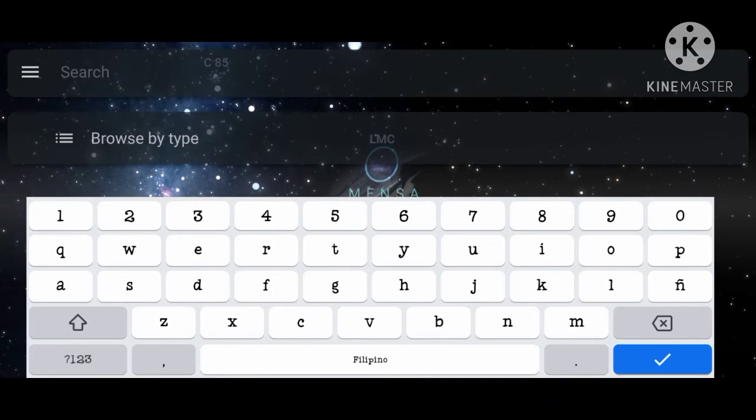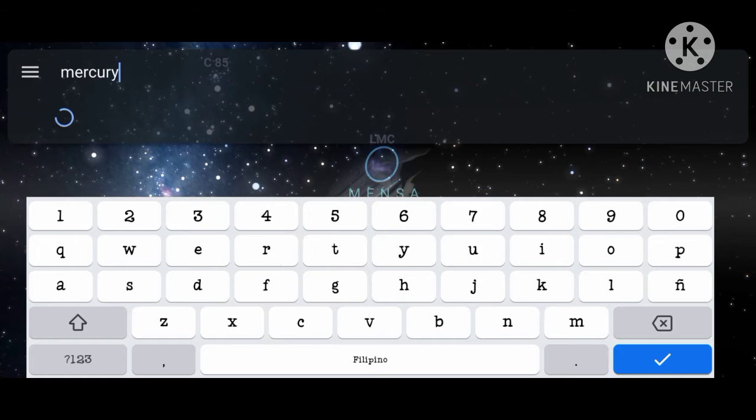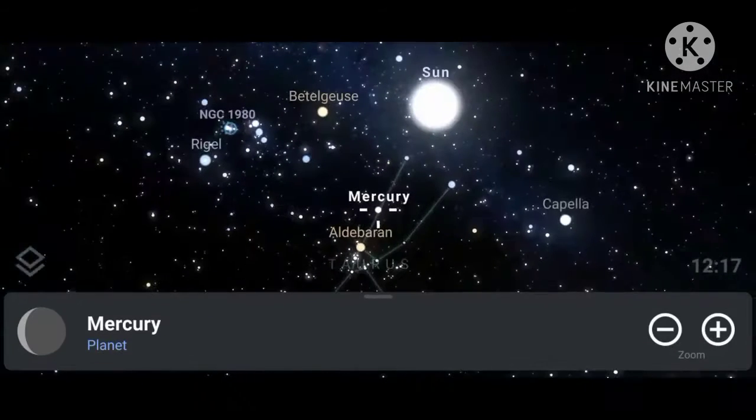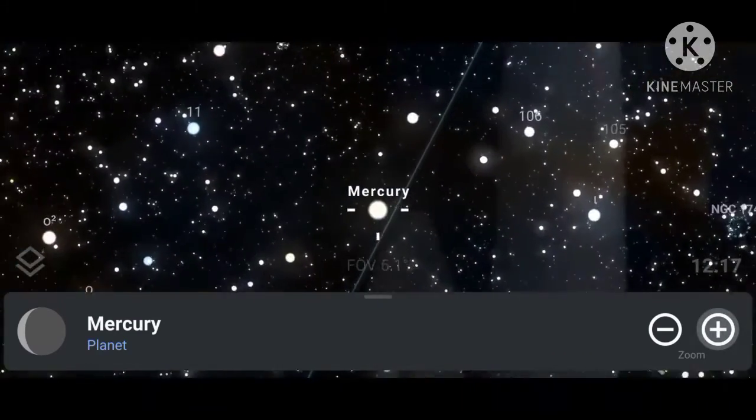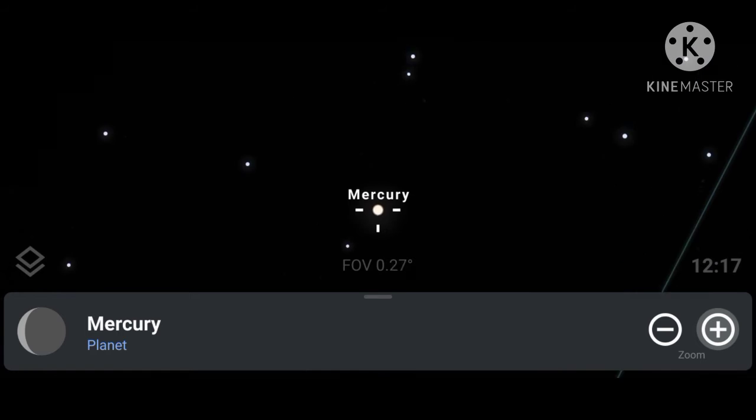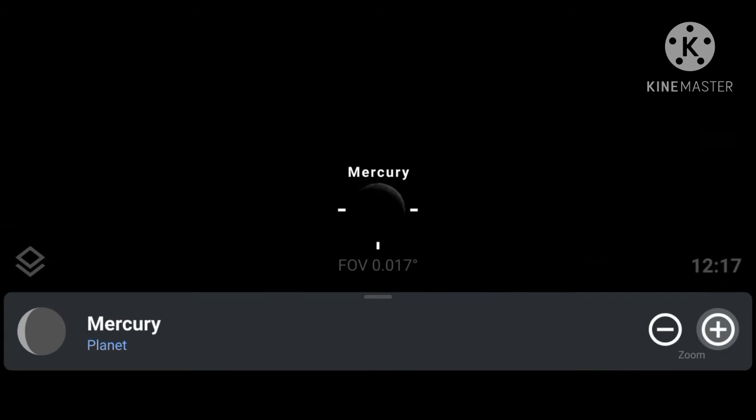We search it in the search bar, and beware that as you type the name of the celestial object, you should type it correctly, as the search bar is strictly compliant with the spelling of the word that you are looking for. And then we tap it here, and we can zoom now to that celestial object.